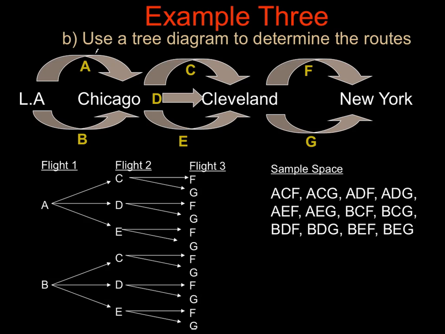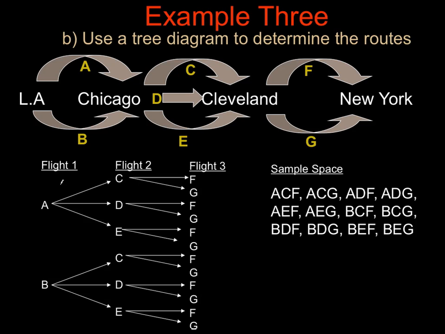So here we can see all of our different pathways, and it says use a tree diagram to determine the routes. And so what I've done is I've labeled the routes with letters. So the 2 routes from LA to Chicago are A and B, the 3 from Chicago to Cleveland are C, D, and E, and then the 2 from Cleveland to New York we can let be F and G.